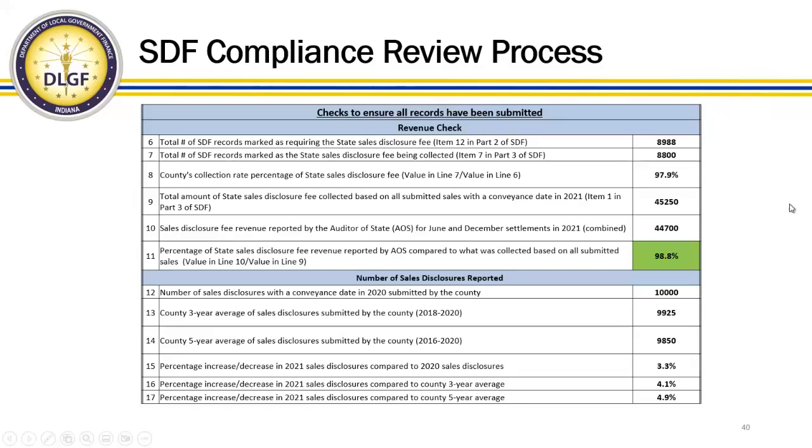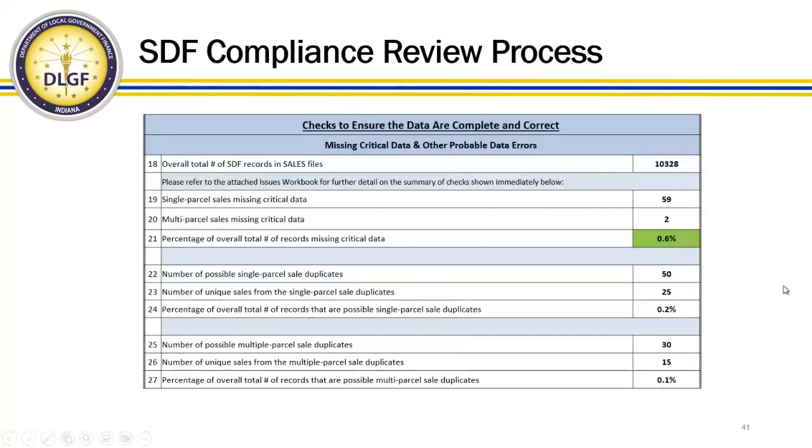And again, the other sections here are a summary of all of the different things in the missing critical data tab in the Excel file. So again, lines 18 through 21 still refer to the missing critical data tab. The biggest thing that we're looking at, and probably the most important line of the entire document, is line 21, the percentage of the overall total number of records that are missing critical data. In this particular example, there were 59 single parcel sales that were missing critical data, and 2 multi-parcel sales. You add those up, you get 61. That 61 divided by the overall total number of sales gives us this percentage.